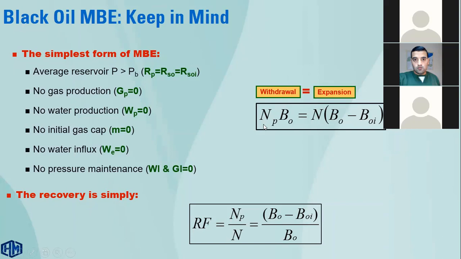So the simplest form you have to keep in mind, this equation must be clear for all of you. Withdrawal equals expansion, so Np times Bo will equal N times this term. So the recovery factor will be Np over N, equal to this term of the oil formation volume factor. This is the simplest form of the material balance equation, and you have to keep it in mind. It is based on this concept of withdrawal equals expansion.